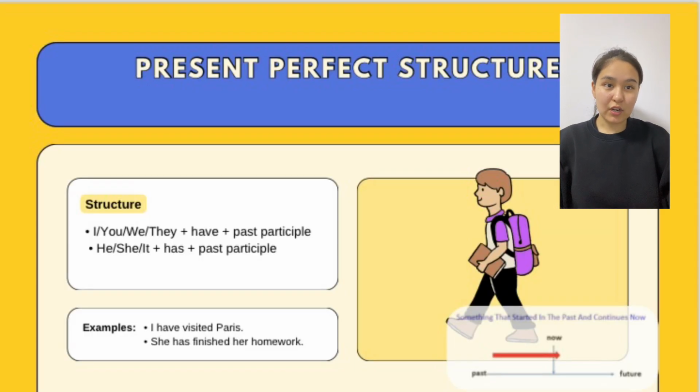Present perfect structure. As you know, for I, you, we, they, we plus have and past participle. And for he, she, it, we plus has and past participle. For example, I have visited Paris. Second one, she has finished her homework.